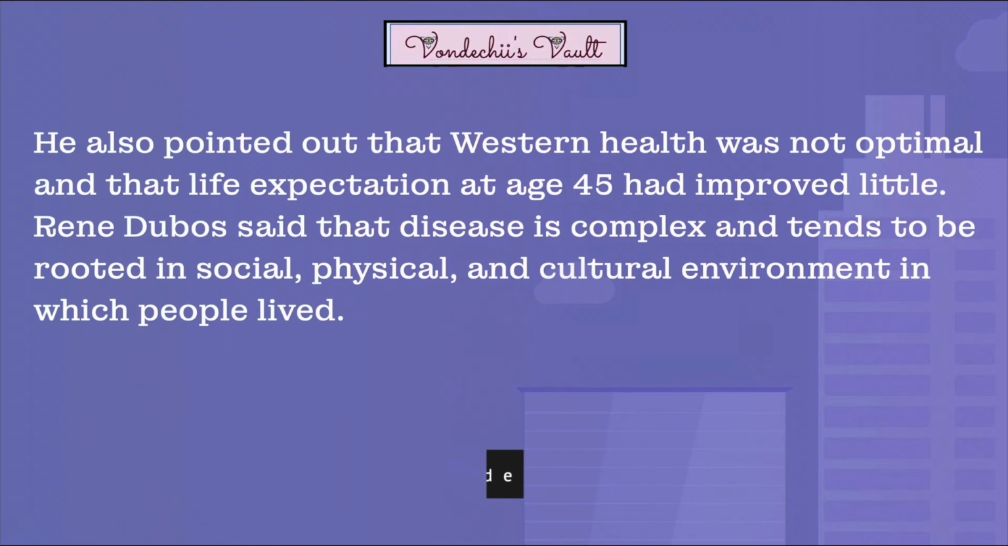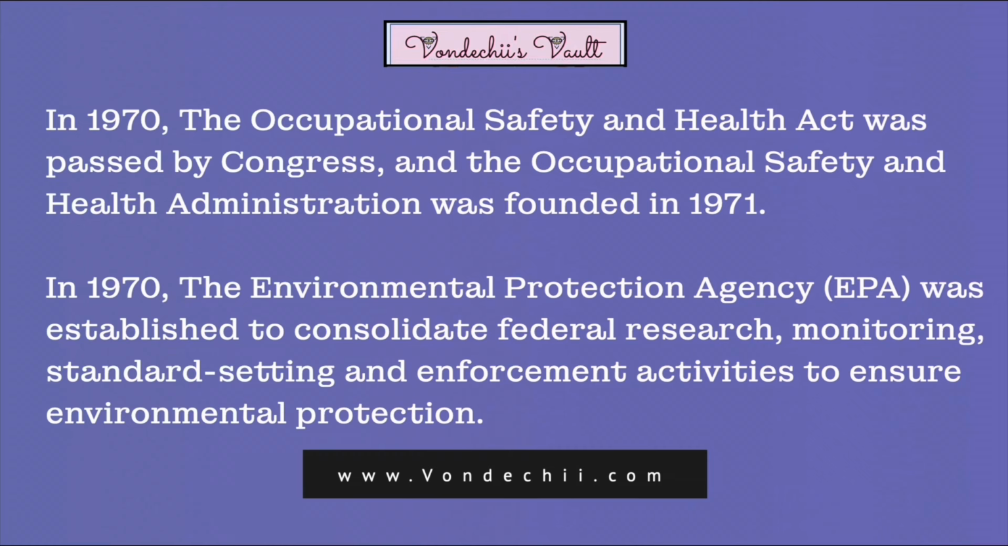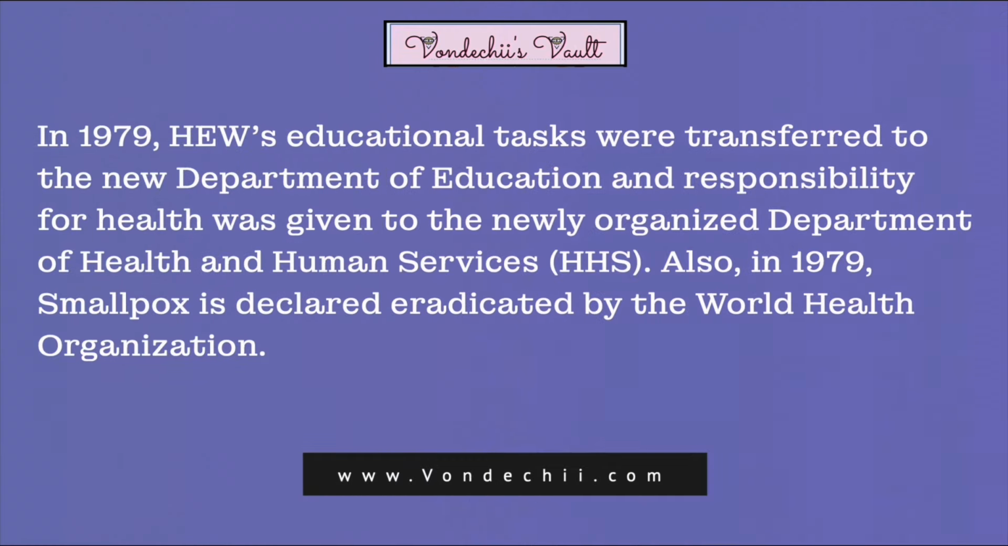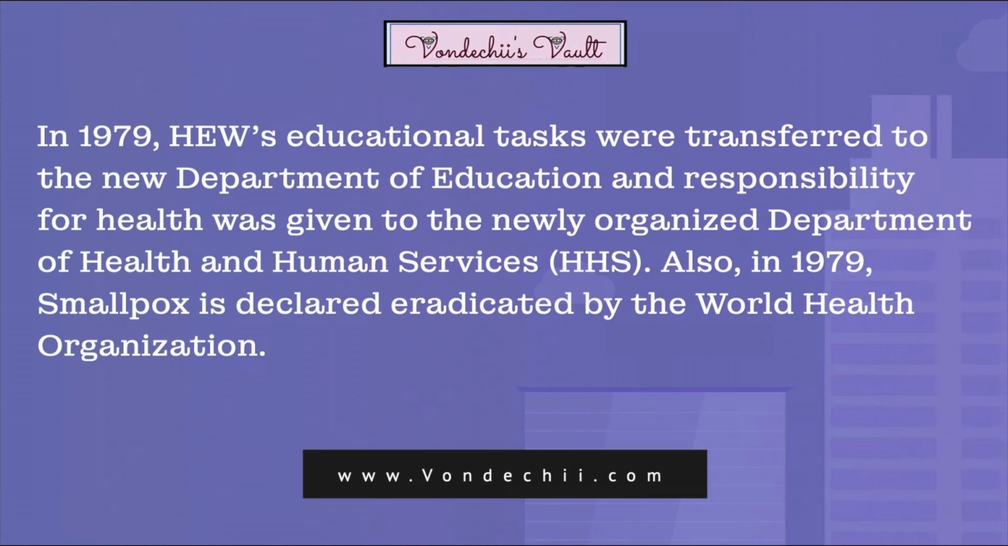In 1970, the Occupational Safety and Health Act was passed by Congress, and the Occupational Safety and Health Administration was founded in 1971. In 1970, the Environmental Protection Agency was established to consolidate federal research, monitoring, standard setting, and enforcement activities to ensure environmental protection. In 1979, HEW's educational tasks were transferred to the new Department of Education, and responsibility for health was given to the newly organized Department of Health and Human Services.